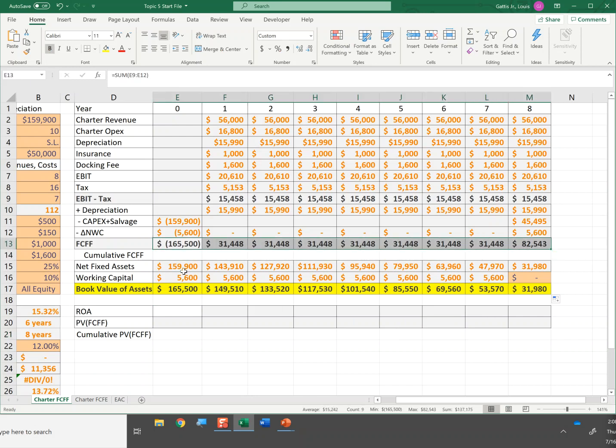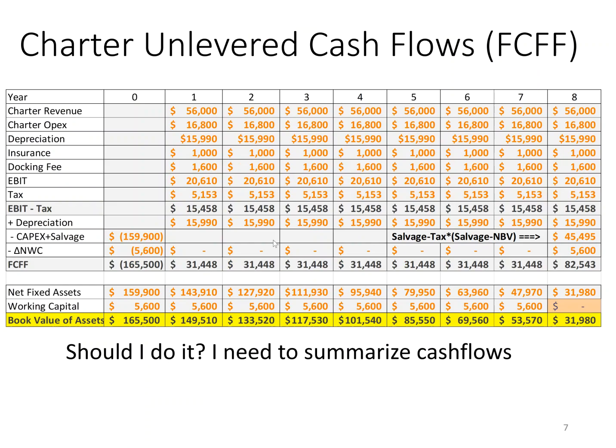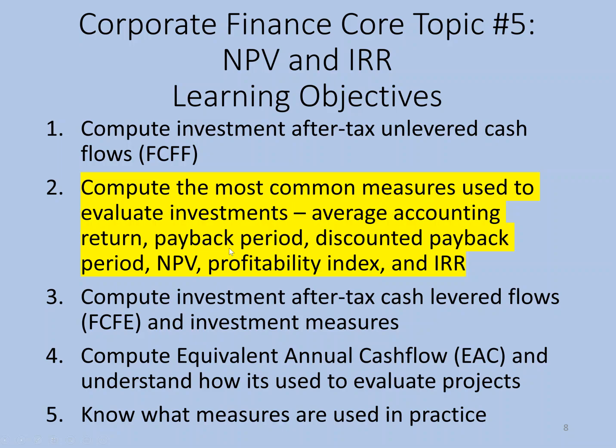The next section we'll talk about, well, how do I summarize these numbers? I don't want to just add them up. You can't add up values from different time periods. So let's move on to the next topic, and we'll try to summarize those free cash flows and come up with a measure which will allow me to decide, do I do this project?